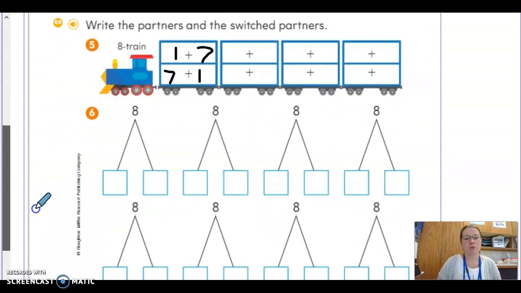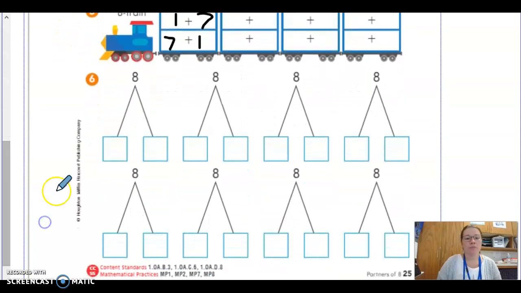Let's move on to the Math Mountain. We're going to take these same partners that we figured out above and plug them into the Math Mountain. So we're going to start with 1 and 7, and remember, if you want to put the tiny tumblers on here, you can. 1, 2, 3, 4, 5, 6, 7. And then we switch those partners. So we have 7 and 1. 1, 2, 3, 4, 5, 6, 7, 8. And remember, 8 is our total.